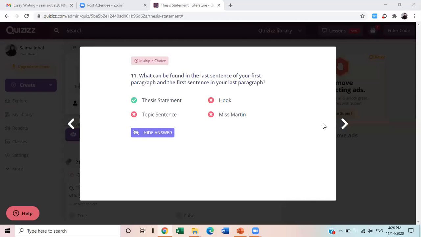We will come to that when I teach you the conclusion, because right now we are focusing on the three parts of introduction and mainly on the thesis statement.